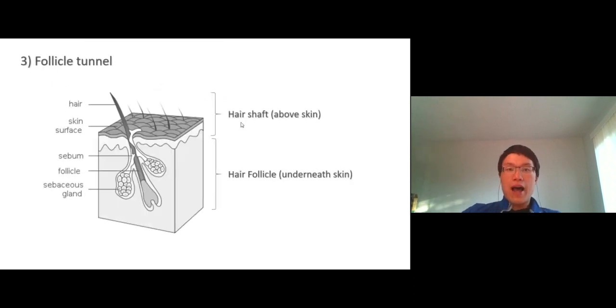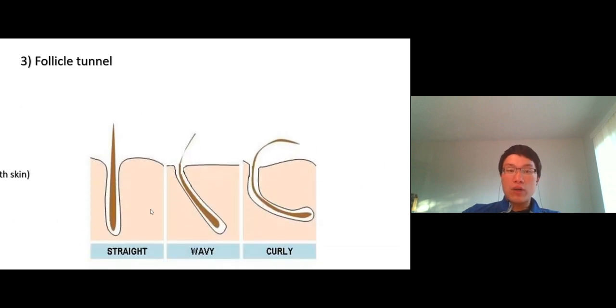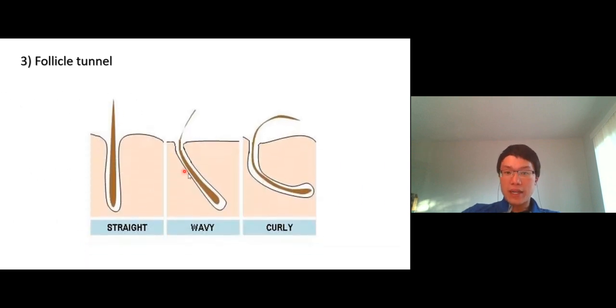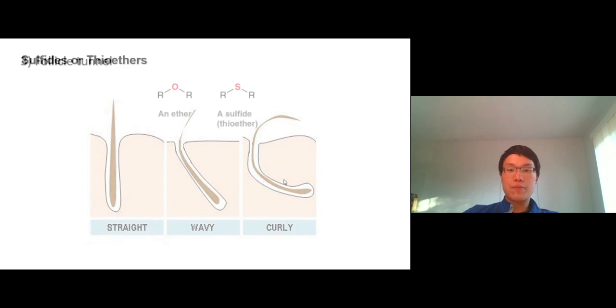And another one: the follicle tunnel. Look down here, the follicle tunnel. If the tunnel is straight up, your hair tends to be straight. If your tunnel is kind of curved, that's when your hair gets curly. This is totally genetics here. You're born with one.